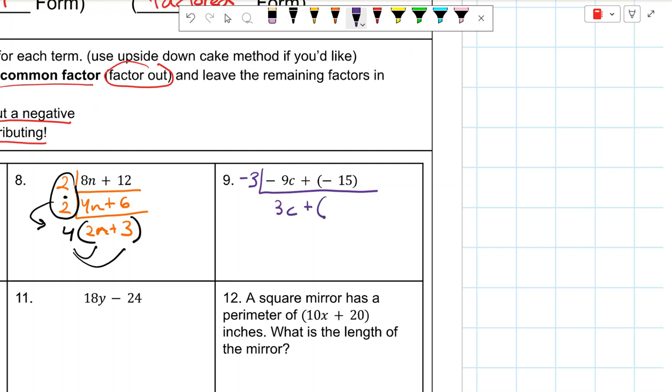Plus negative 15 divided by negative 3 is a positive 5. And now we don't need these parentheses down here, so we're going to rewrite this as 3c plus 5, and there's nothing else we can take out, so we'll add our parentheses and put our GCF right in front. And if you want to make sure you're getting it right, all you have to do is go negative 3 times 3c is indeed negative 9c, and negative 3 times 5 is indeed negative 15. So you know you are set.